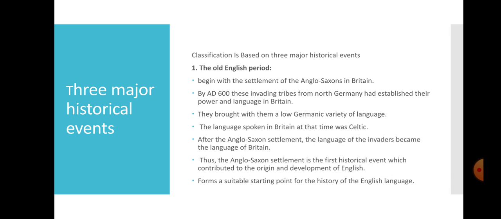They established their power in Britain during AD 600, and this is why this particular time is chosen as the beginning of the Old English period, that is from 600 till the Norman conquest of 1066, so 600 to 1100. Clear? This is the first historical event, the Anglo-Saxon invasion. Okay.